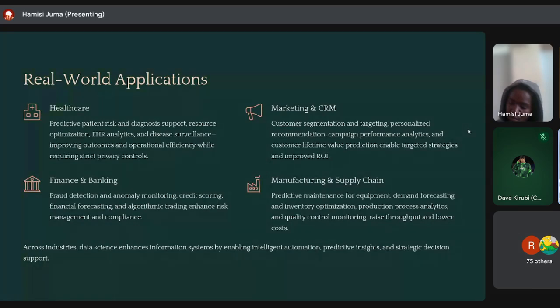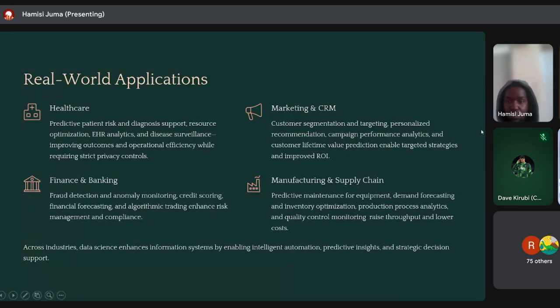We have campaign performance analytics, where we measure marketing results in real time to optimize strategy and budget allocation. And finally, we have customer lifetime value prediction, where we enhance long-term profitability of customers to guide retention strategies.